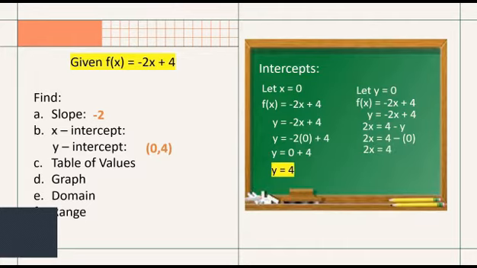Then x equals 4, you may divide both sides by 2 to get the value of x. Then x equals 2. Our x-intercept is positive 2 and 0.